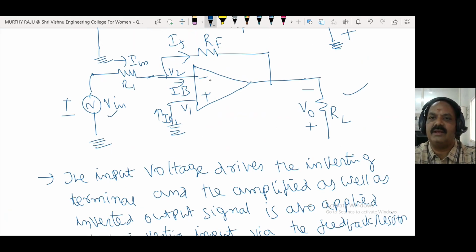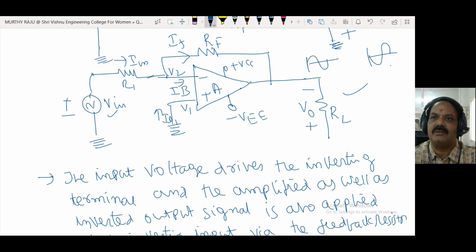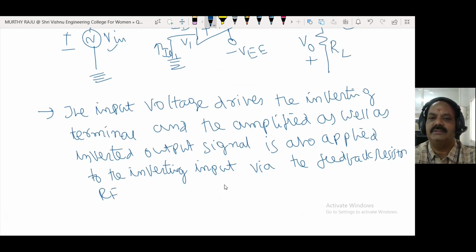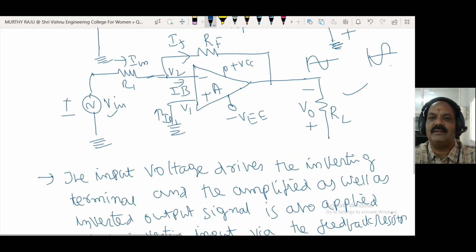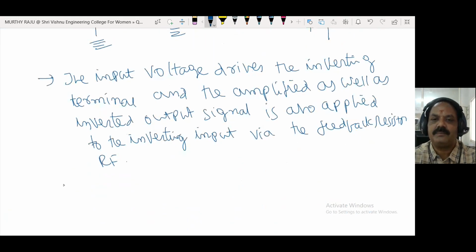This is the Vin voltage that drives the inverting terminal of the operational amplifier. This one is the input signal. The output signal is amplified and inverted. This is the inverted signal, an amplified version, but inversion is there. That inverted signal is fed back to the input through the feedback network RF. That amplified inverted signal reaches the input side. Therefore, V1 decreases.